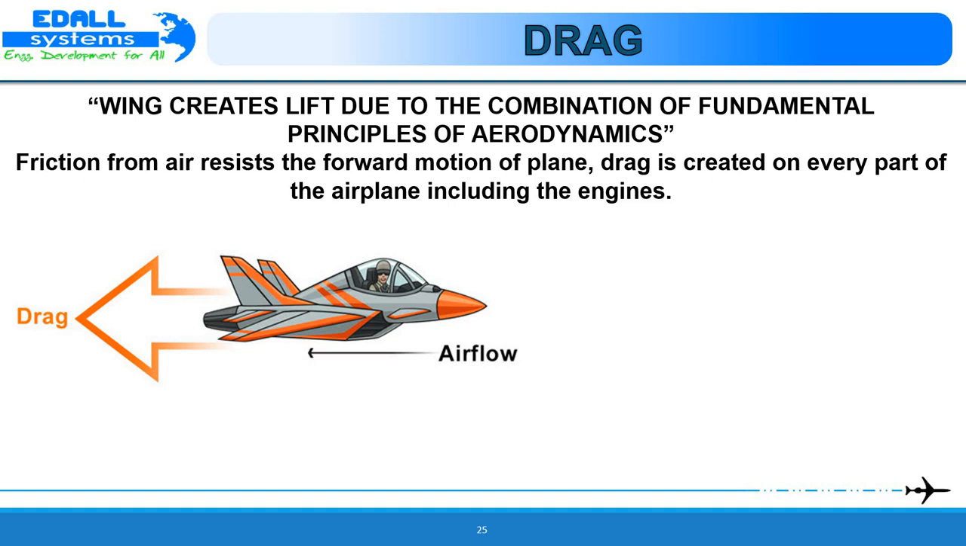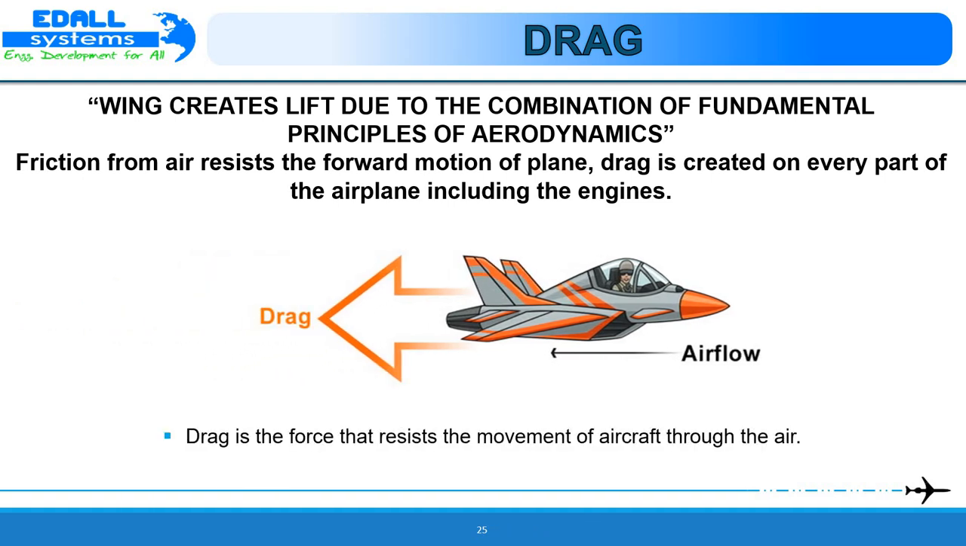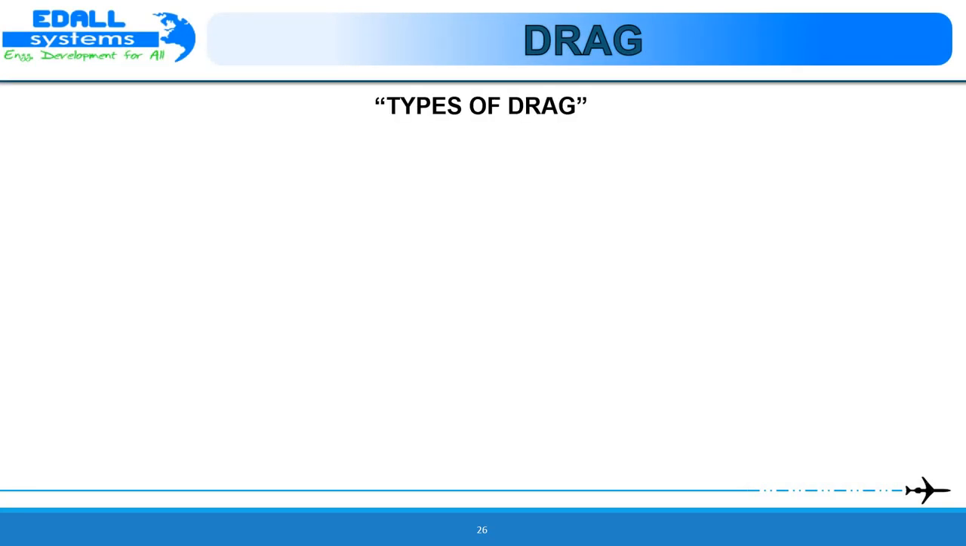So when it comes to flying, drag is the resistance of an aircraft's movement through air. Total drag comes from different types of drag. The classification will be seen next. Drag is a force that resists the movement of aircraft through air. Let us see the different classifications of drag.